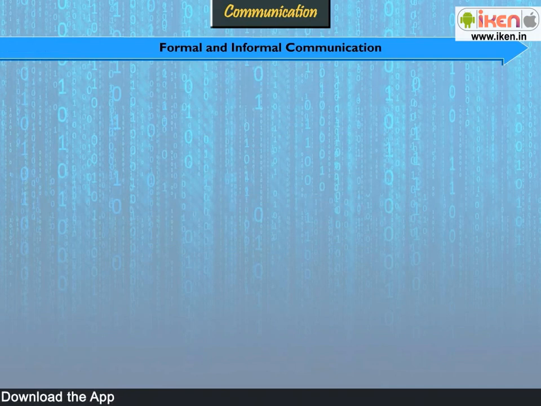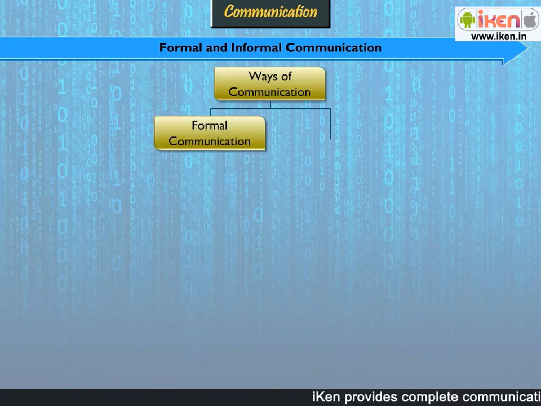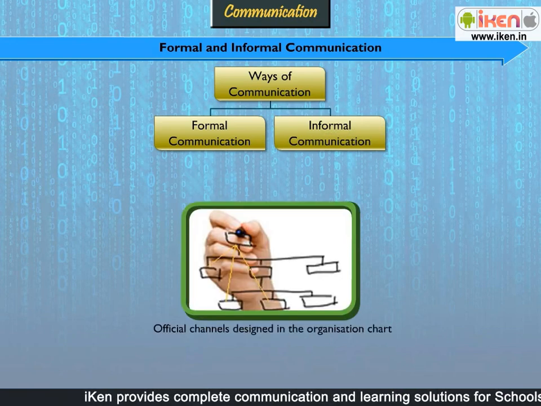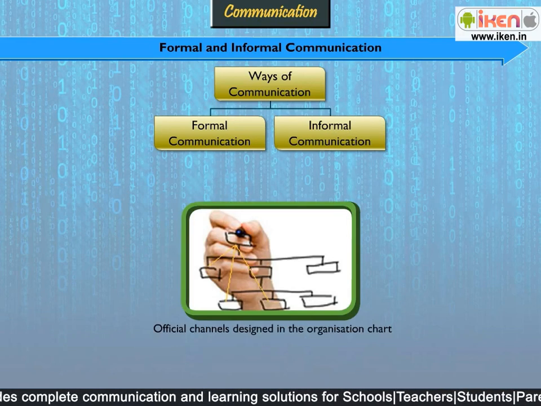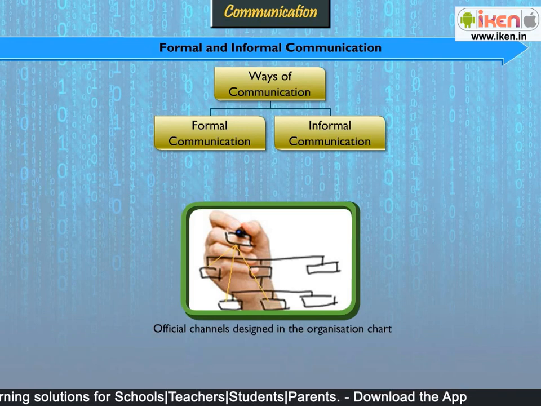Formal and informal communication. Now, we will understand different ways of communication in an organization. There are basically two ways of communication: formal communication and informal communication. Formal communication is the easiest way to communicate in an organization, as it flows through official channels designed in the organization chart. It is marked with yellow lines on the chart.